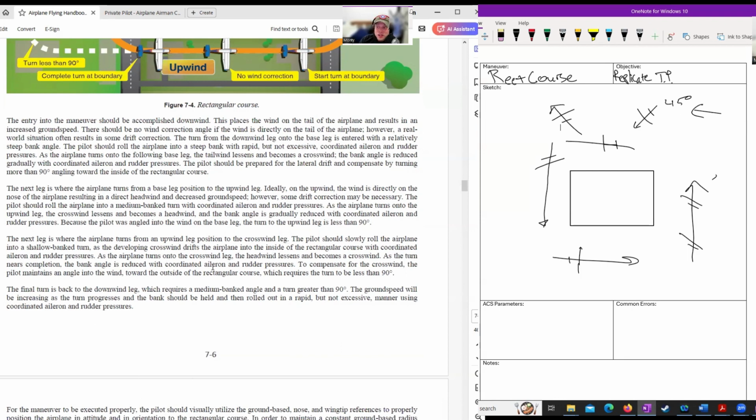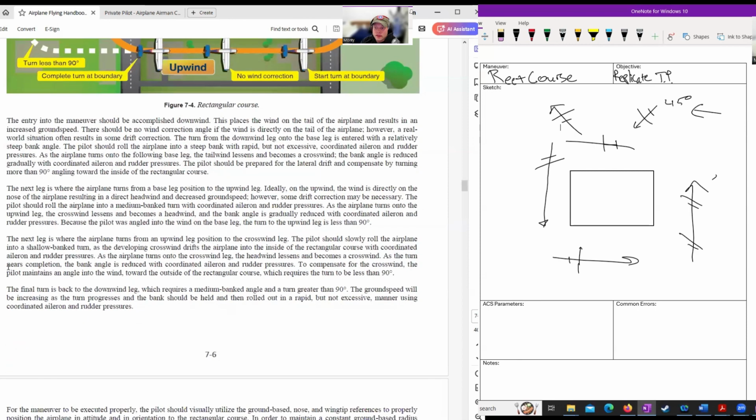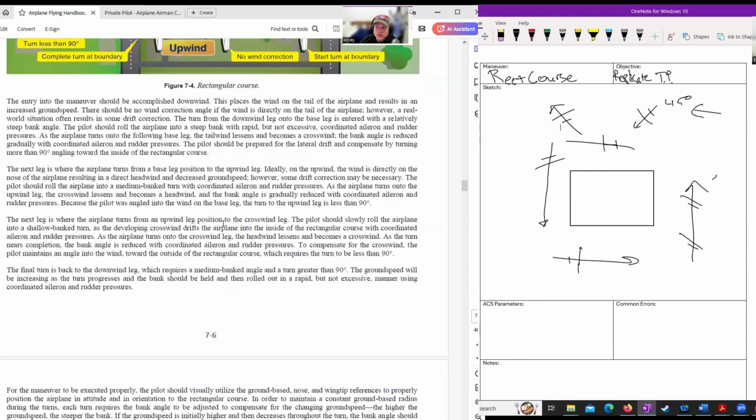As the airplane turns onto the crosswind leg, the headwind lessens and becomes a crosswind. As the turn nears completion, the bank angle is reduced with coordinated aileron and rudder pressures. To compensate for the crosswind, the pilot maintains an angle into the wind toward the outside of the rectangular course, which requires the turn to be less than 90 degrees.